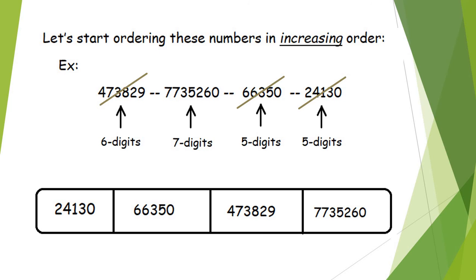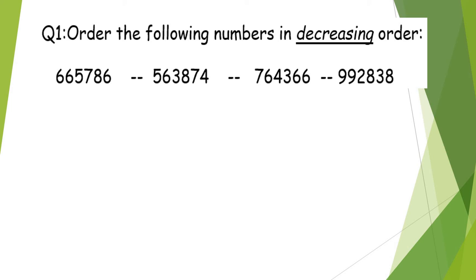Perfect. Let's do another exercise with decreasing order. So order the following numbers in decreasing order. So decreasing, I'm on the top. I have the biggest number ever and I need to go down, down, down to the smallest number. So each time I have to ask myself now, which one is the biggest one between them? Or which one is bigger?